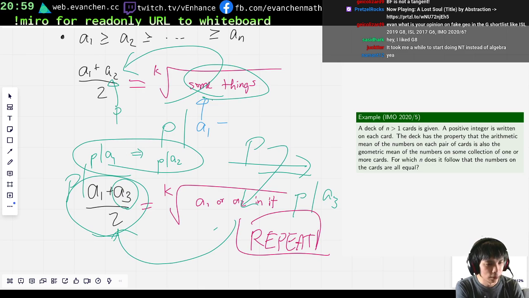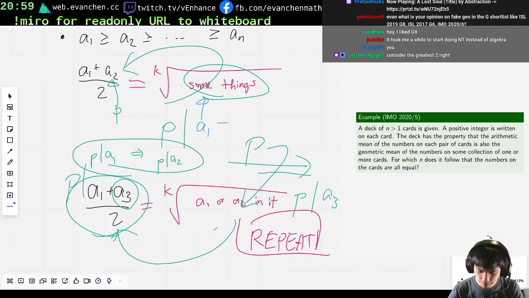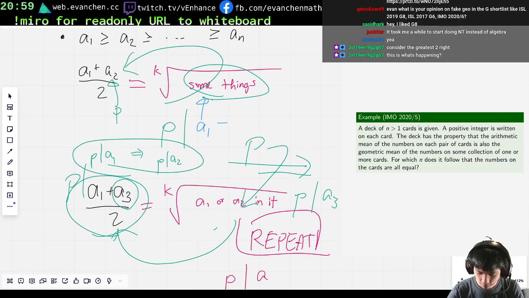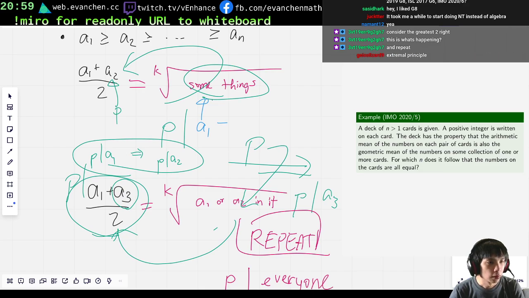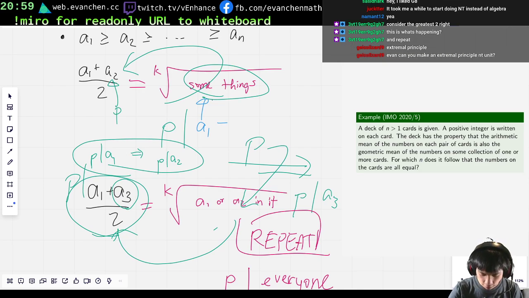So I repeat, and when I repeat, P divides everyone. And now if a prime P divides everything, you just divide it out. And you keep doing this until there's no primes left. Once there's no primes left, A1 equals 1, and so all the numbers are 1.